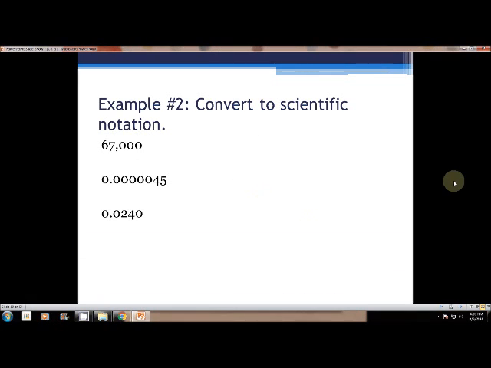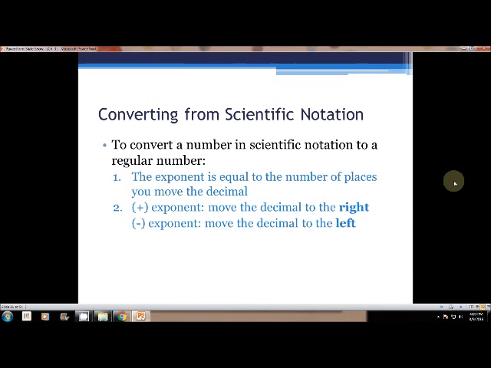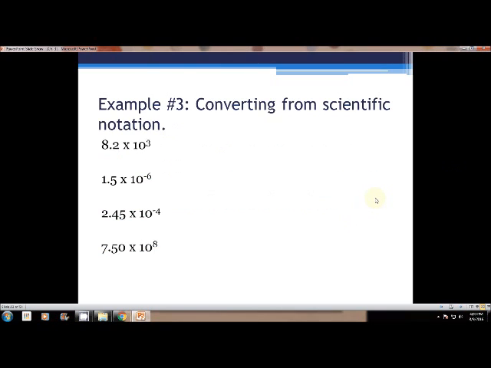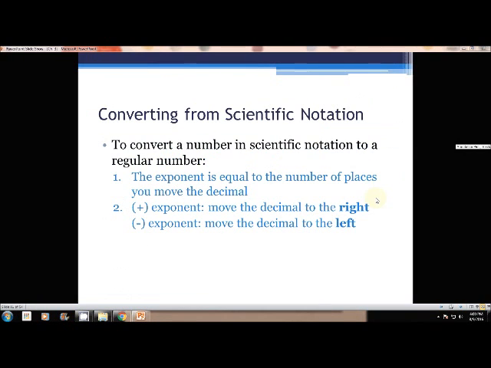Well, let's go backwards. Let's convert from scientific notation to that regular number. The exponent on the 10 tells you how many times you need to move your decimal. And then remember the positive and negative. The positive exponent means you move your decimal to the right because you have to make it greater than 1. You need to make it a big number when it has a positive exponent because we have to show how many thousands or how many millions it is. So you have to move right.